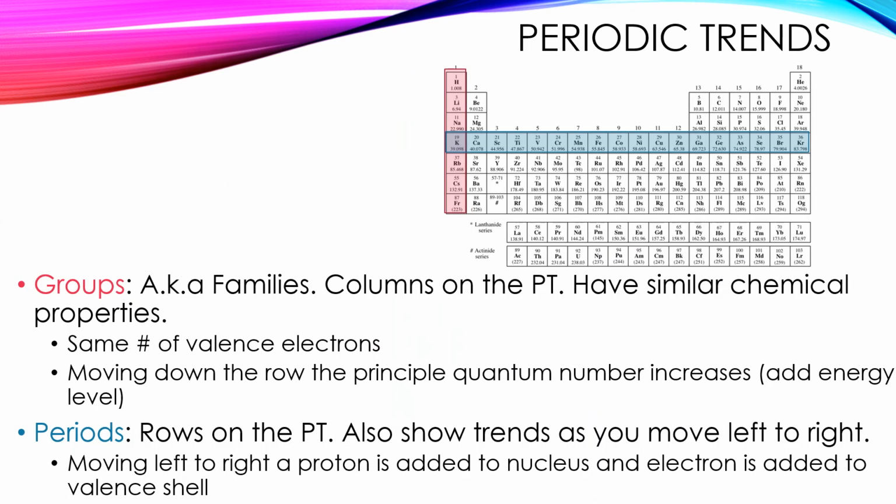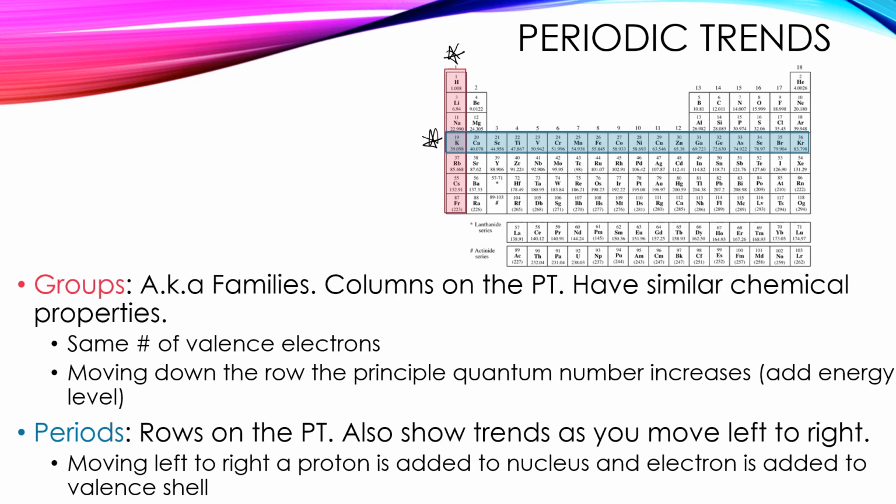Now we're going to talk about some periodic trends, most of which should be review for you. Quickly, just to make sure we know our terms, if we're going up and down, we're talking about a group. So groups are also known as families. Those are the columns on the periodic table. The rows on the periodic table are periods. So those are going to show our trends as we move left to right.